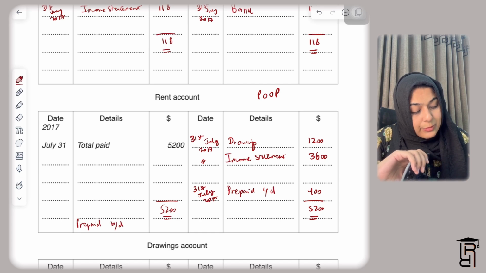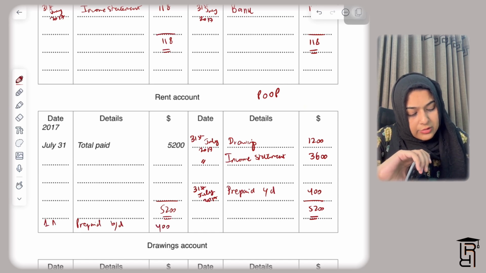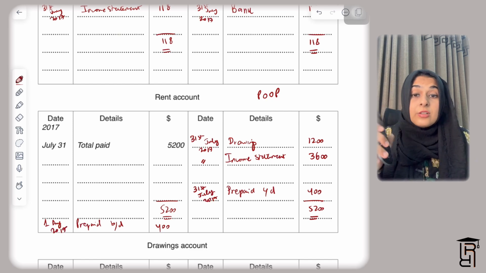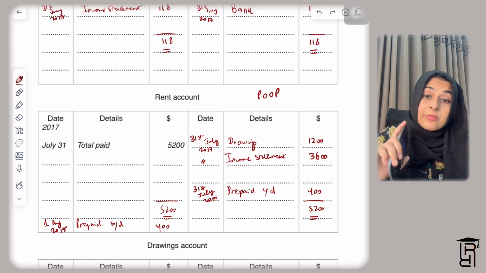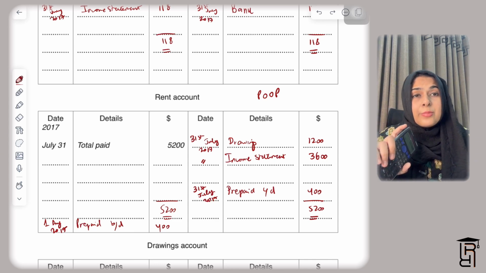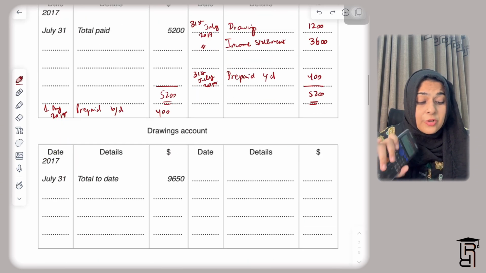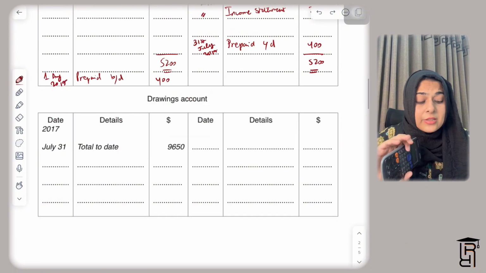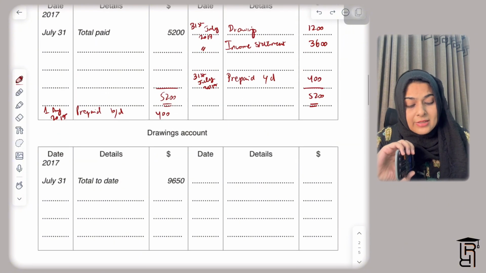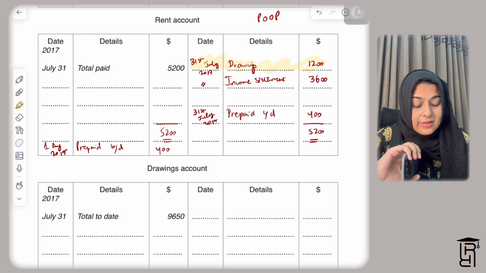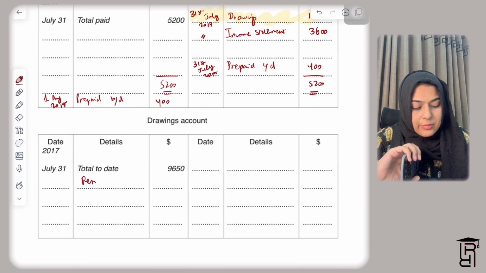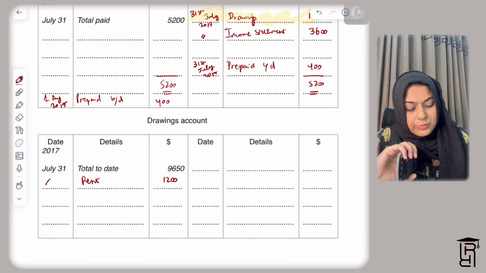So prepaid brought down will be on 1st August 2017, because August comes right after July. So that's it for my rent account, but drawings is 1200, and my income statement is going to be 3600. So the rent for the business premises is 3600. The rent for Zodwa's private flat is 1200. In the drawings account, the existing drawings are 9650. So because I have credited the rent account with drawings 1200, I'm going to debit the drawings account with rent. I'll write here rent, and I will write here 1200. So this is also going to be 31st July.